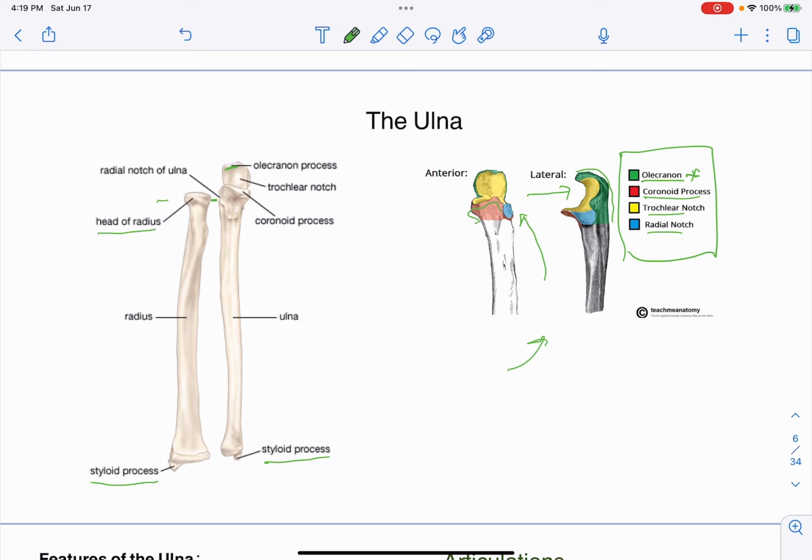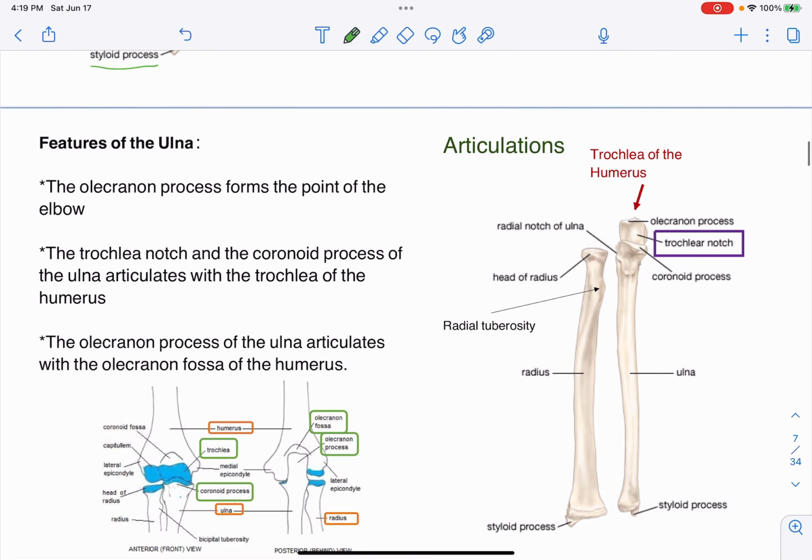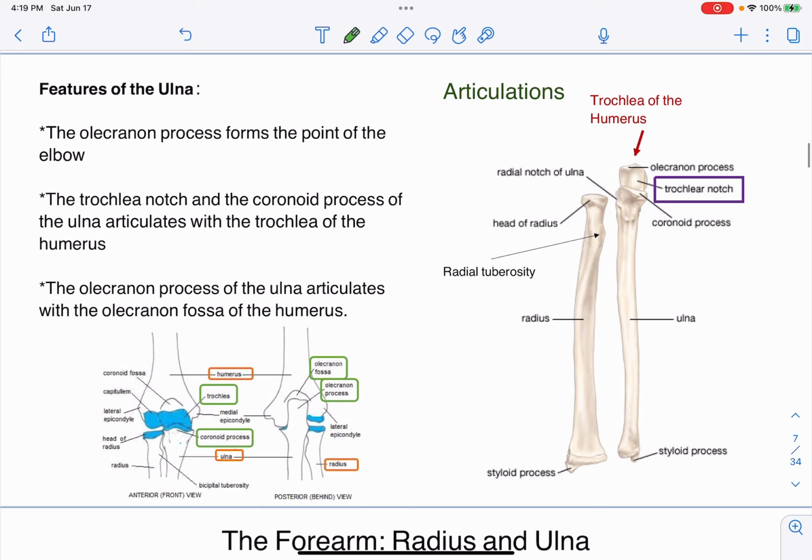So let's take a look to see how these features that I just went over of the ulna articulate with the humerus. So I have two slides to lay that out and discuss that. So I have over here images showing you both an anterior view and a posterior view of how the ulna and the radius articulate with the humerus.